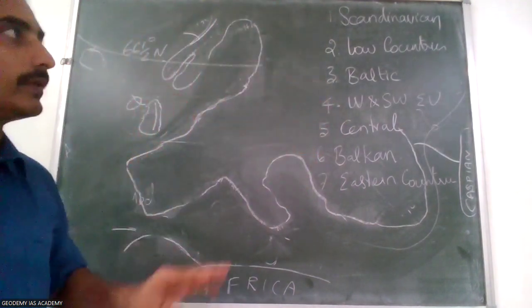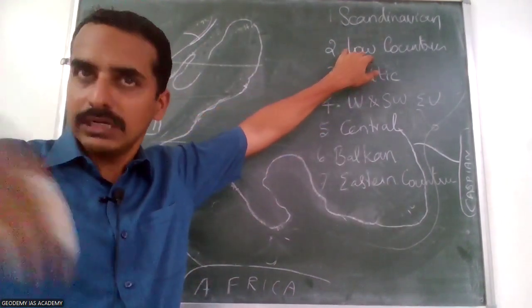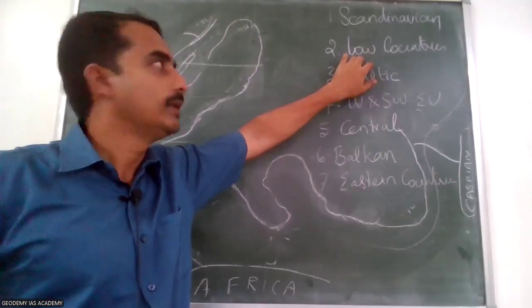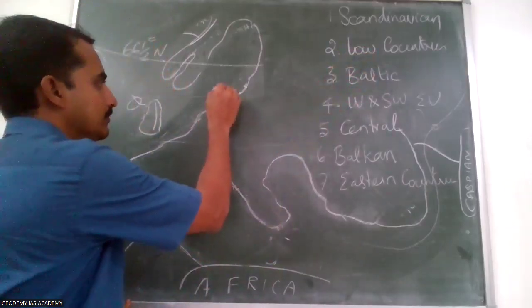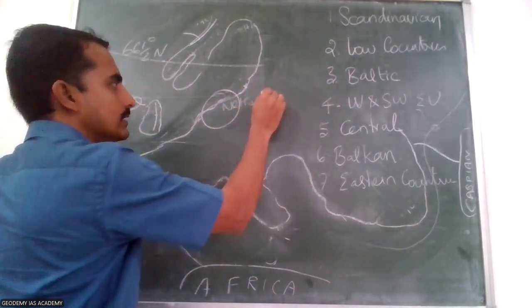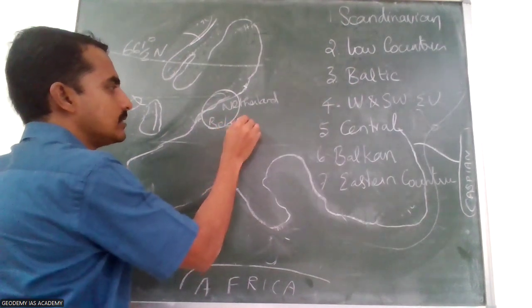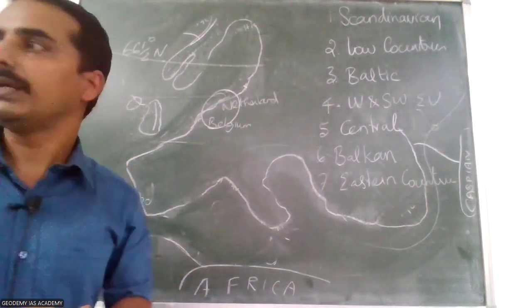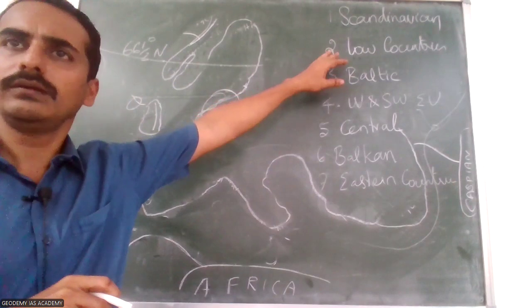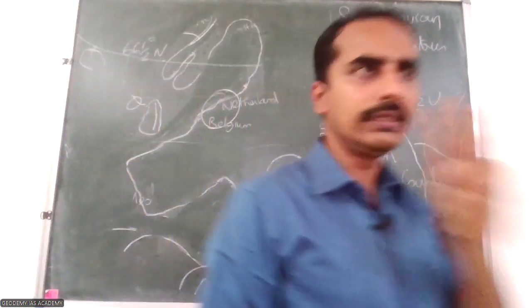Low countries are regions that are physically below sea level. They lie below sea level. Those are the Netherlands and Belgium in this region. These two countries are called low countries, meaning they are geographically located below sea level. Simply remember that Belgium and the Netherlands are low countries.